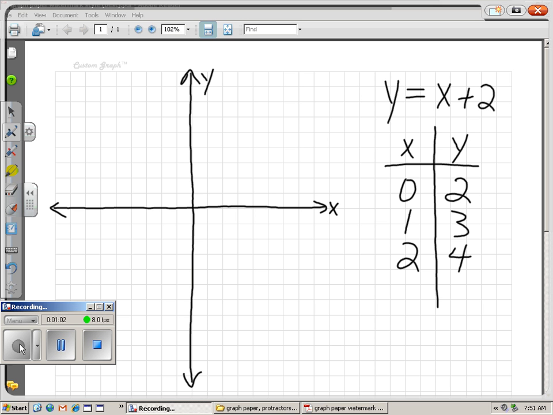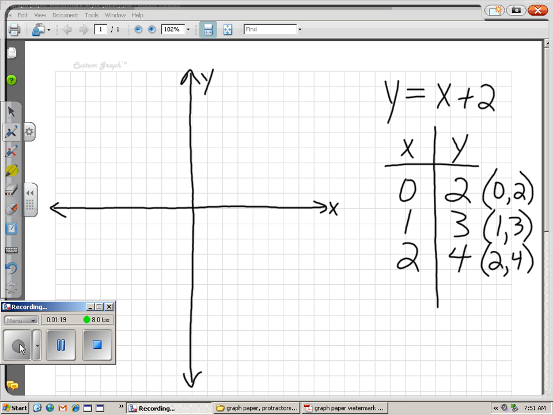Now these turn into your ordered pairs. So you pull the ordered pairs for your equation, for your graph, right out of the table. So just think of those numbers in the table as your ordered pairs. Now let's go ahead and graph this real simple equation.